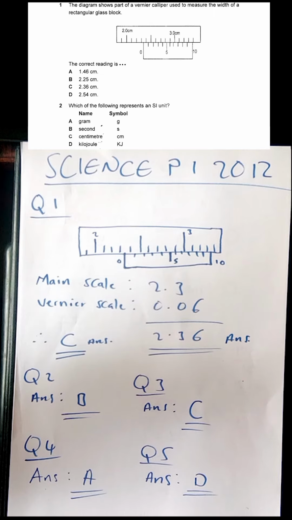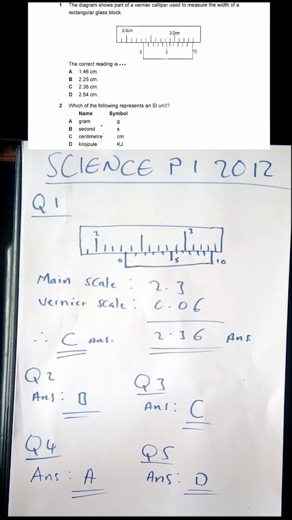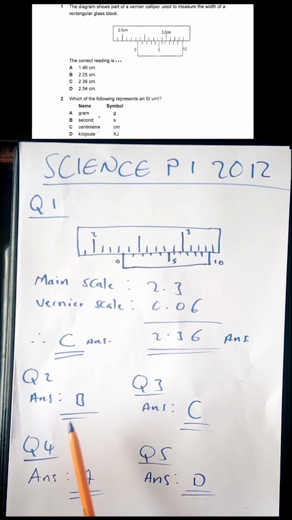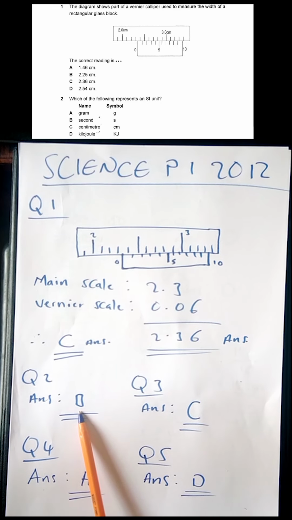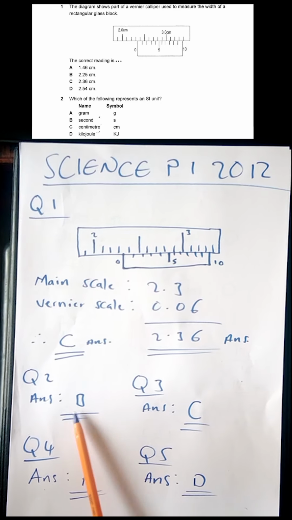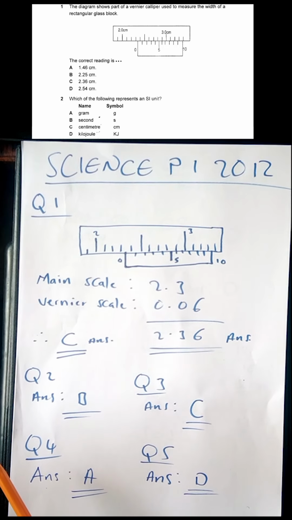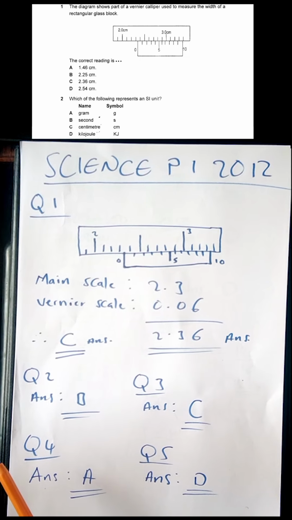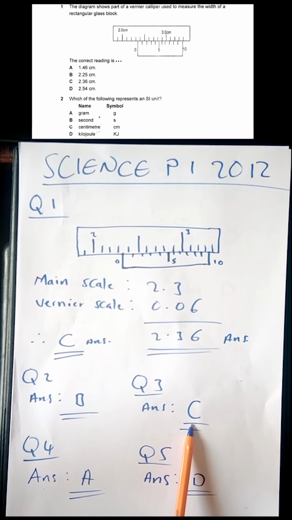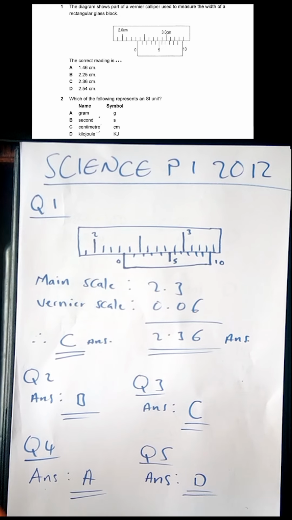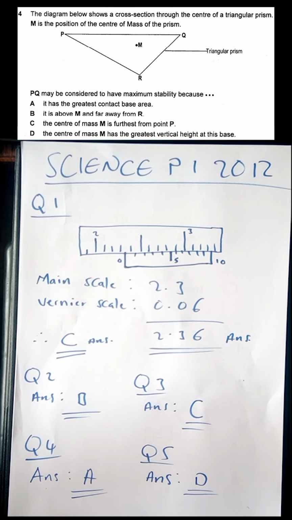We come to question number 2. Which of the following represent an SI unit? An SI unit is represented by choice number B, which is second, represented by small letter s. We come to question number 3. Which of the following graphs represent an increasing velocity? An increasing velocity there is represented by option number C, where you have displacement and time.